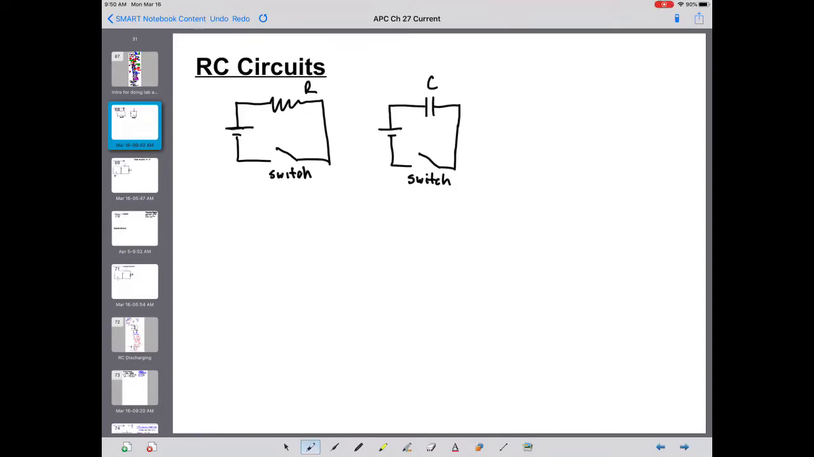This is AP Physics, and today we're pondering RC circuits. So, shown I have two different circuits, one with a resistor and one with a capacitor. Let's consider why we put these things in a circuit.